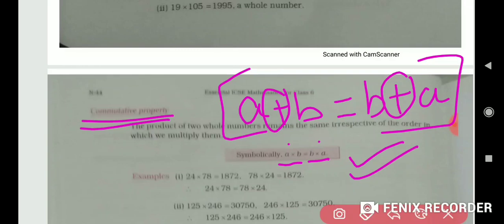So which sign will be there? Multiplication sign will be there. Okay. If addition property is there, then addition sign will be there. If subtraction property is there, then subtraction sign will be there. And if multiplication property is there, then multiplication sign will be there.